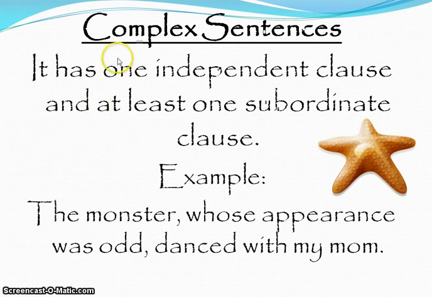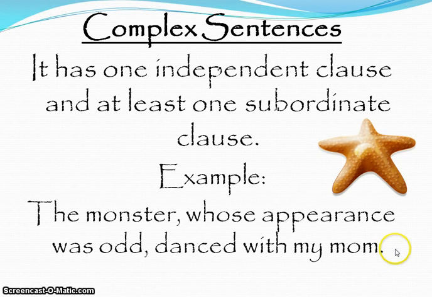Our next kind of sentence, complex sentences. These sentences are going to have one independent clause plus one subordinate clause. So this is a mixture. Let's look at this first example. The monster whose appearance was odd danced with my mom.